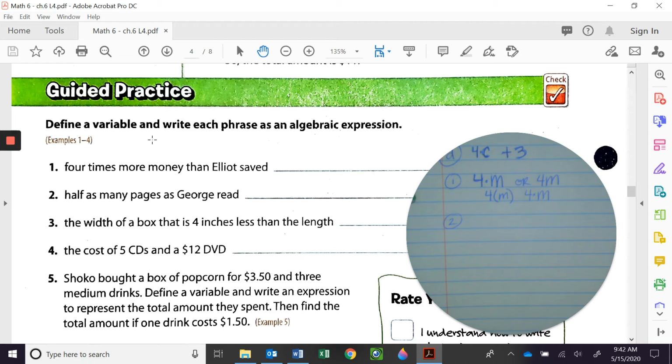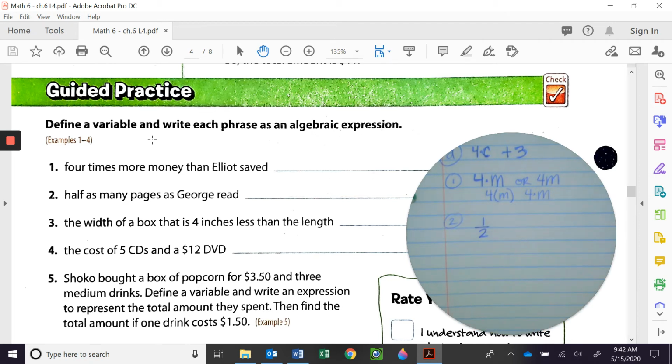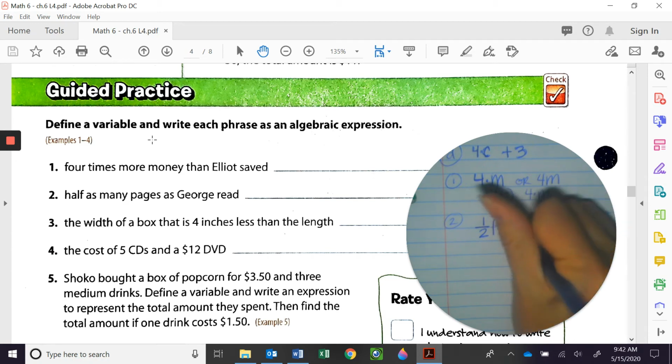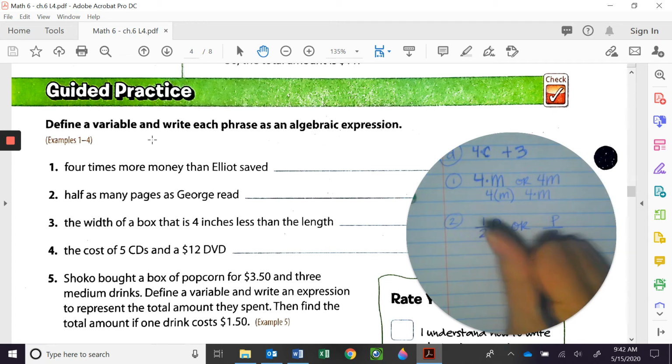Half as many pages as George read. So half is a fraction. There's your half. If you take half as many pages, then you have half P. You can write it also as P divided by 2, or 1/2 times P. There's a couple of different ways to write it.